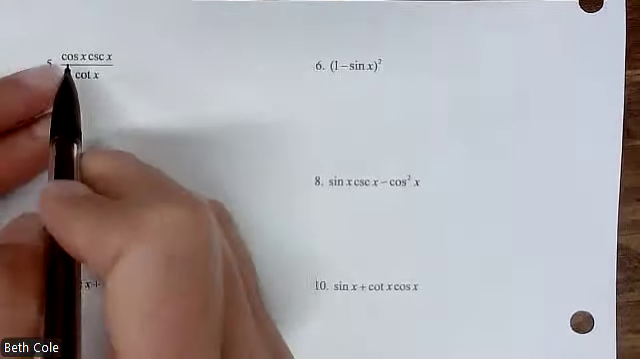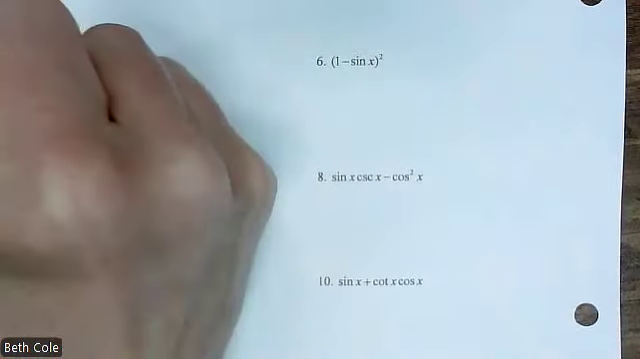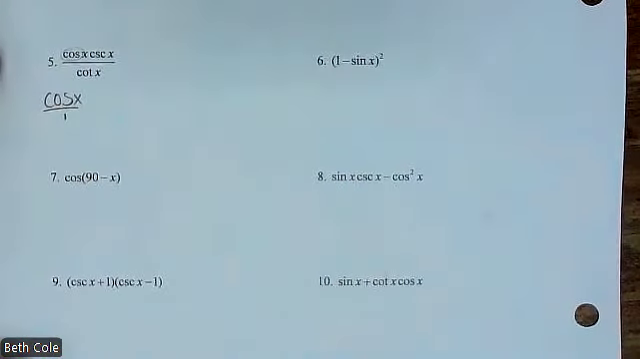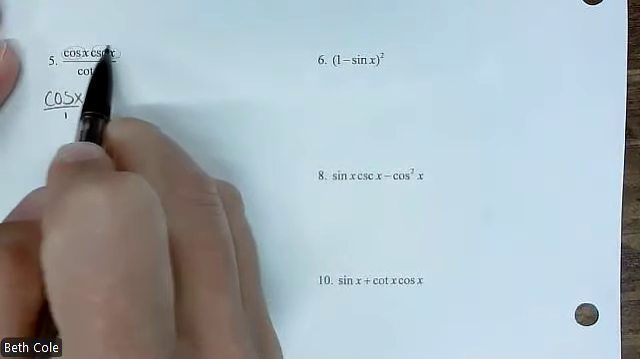All right, let's replace everything with sines and cosines. This already is cosine, so I'm just going to put it over 1. I'm going to leave it alone, but I'm just going to put it over 1. Times, little dot there. What can we replace cosecant with?